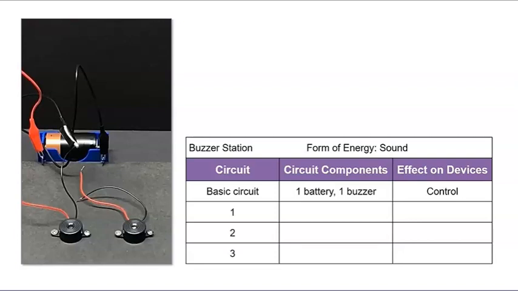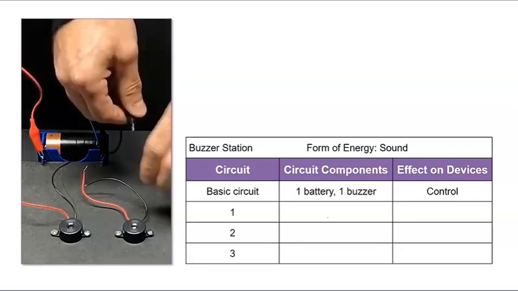Let's build 3 more circuits. How can we change this circuit? Remember, we can add or take away only one component at a time. Did you say we can add a buzzer? Great idea. Now our circuit components are 1 battery and 2 buzzers. Let's watch to see what happens.